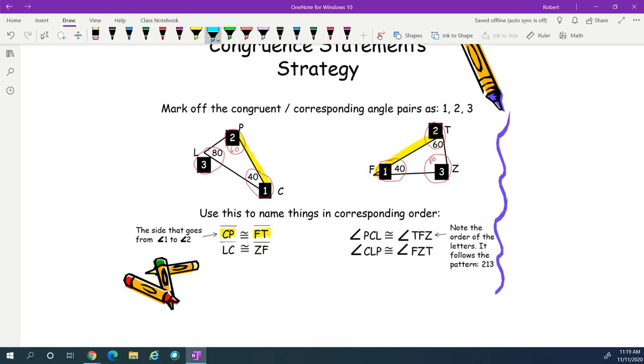If I talk about segment LC, it's from 3 to 1. That order matters. I have to match it, 3 to 1. So it has to be ZF. Now the same rules apply when we name the angles.